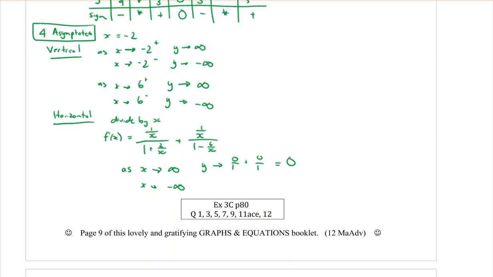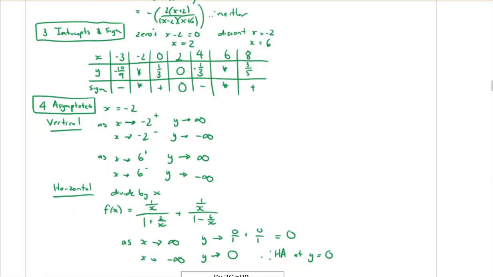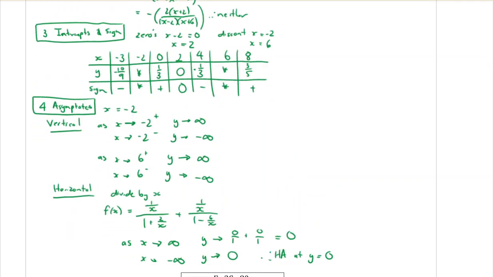Okay, then for negative infinity, is there any difference? No, it's going to be exactly the same thing. That's going to be approaching 0 as well. So I have a horizontal asymptote at y equals 0. Okay, let's draw it. All that was just to sketch a silly graph.